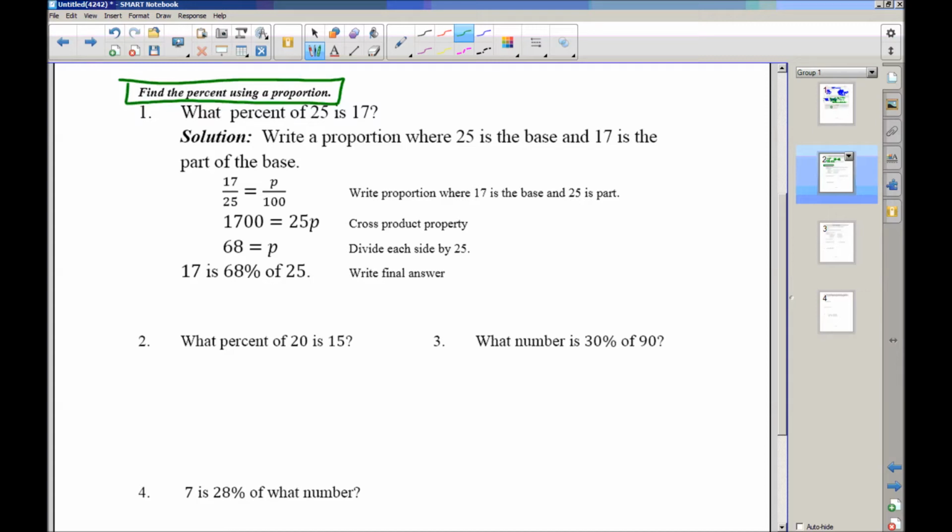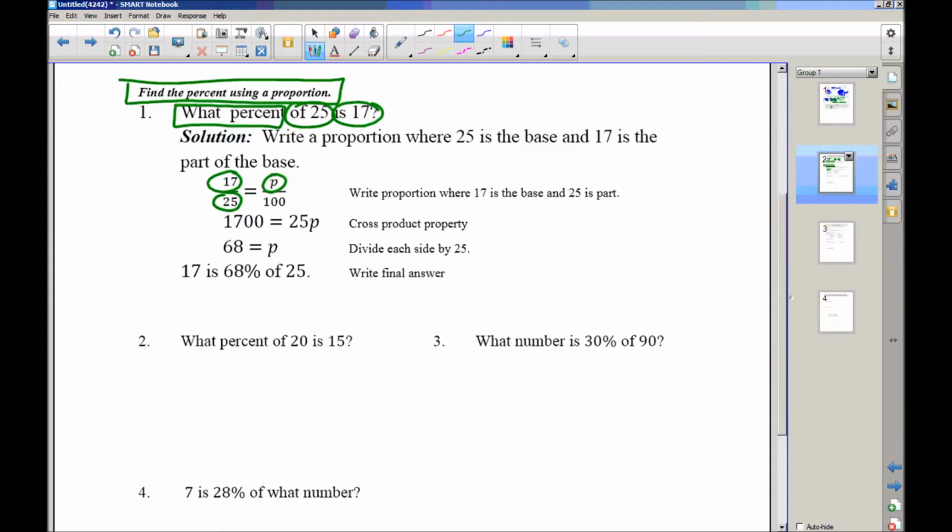Write a proportion where 25 is the base and 17 is the part of the base. So, what percent of 25 is 17? 17 is the part that we want to know. It is, so it goes on top. 25 is the base because it's with the "of." It goes on the bottom. And we don't know the percent. What percent? We'll put a P in place of the percent, and it's always over 100.